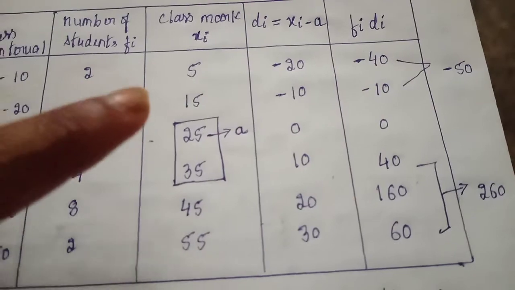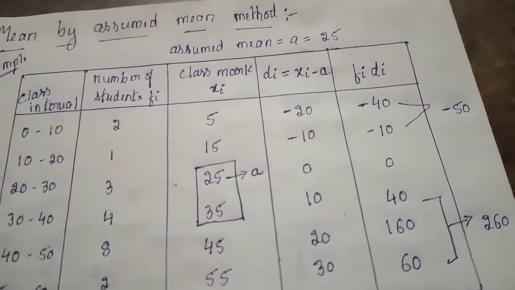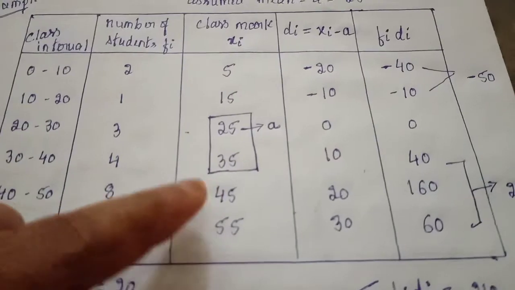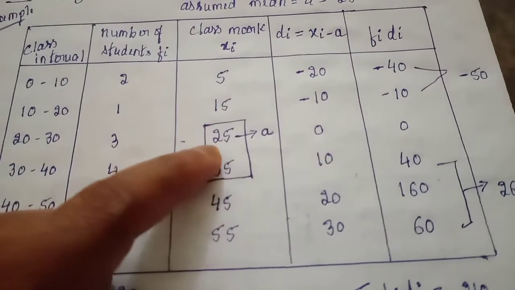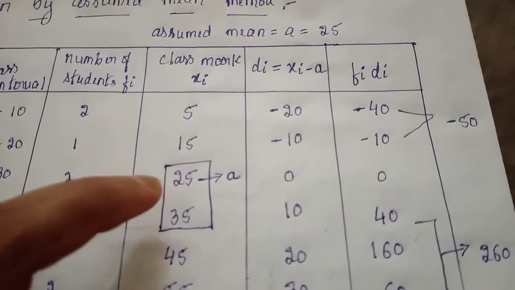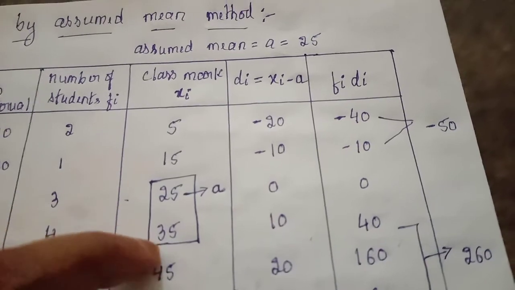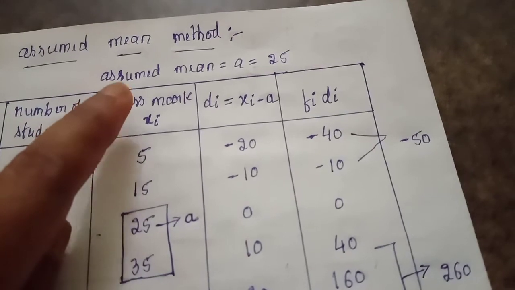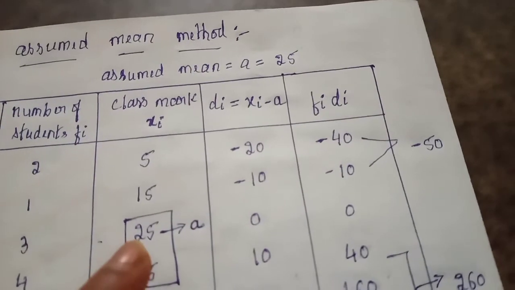Note that we can take a as any number, but for easy simplification, we take the middle number. When the number of observations is odd, we get exactly one in the middle, and that itself is the assumed mean. When the number of observations is even, we get two middlemost, so you can take either 25 or 35. Here I am taking 25 as the assumed mean. Write at the top: assumed mean a equals 25.